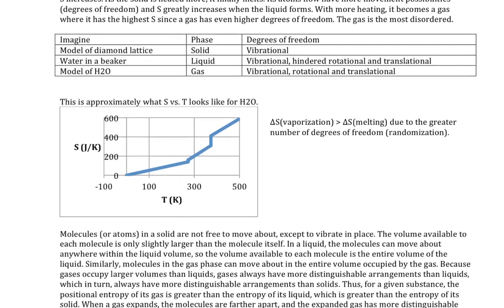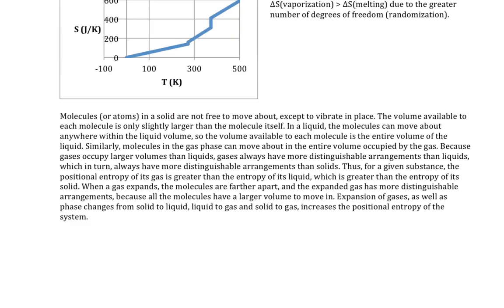All right, that next paragraph is: molecules or atoms in a solid are not free to move about much, except to vibrate in place. The volume available to each molecule is only slightly larger than the molecule itself. In a liquid, the molecules can move about anywhere within the liquid volume, so the volume available to each molecule is the entire volume of the liquid. Similarly, molecules in the gas phase can move about in the entire volume occupied by the gas. Because gases occupy larger volumes than liquids, gases always have more distinguishable arrangements than liquids, which in turn always have more distinguishable arrangements than solids.